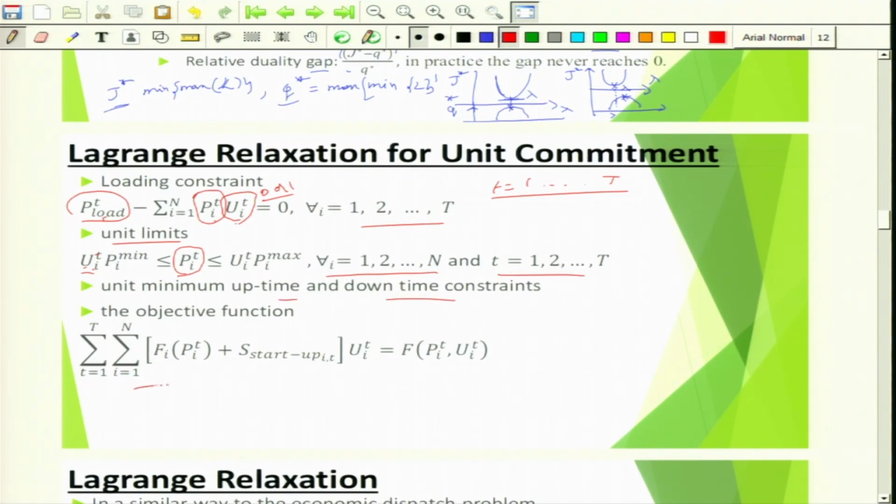Now the objective function would be, for all time periods where the load is changing from t is equal to 1 to T, and for all the generation, the summation of the fuel cost of all the generators plus the startup cost multiplied by the commitment, either 1 or 0. That is your objective function, and that should be minimum. That means the startup cost and the fuel cost of all the generators for any specific interval should be minimum.